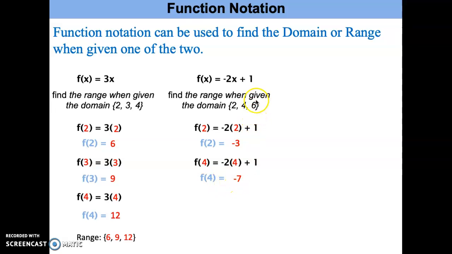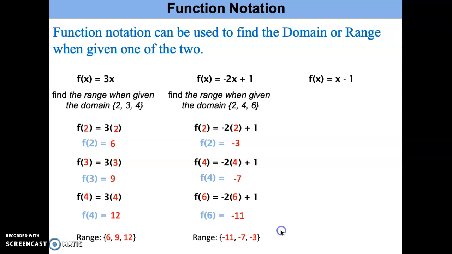We have one more x value from our domain. So f of 6 equals negative 2 times 6 plus 1. Negative 2 times 6 would give us negative 12. Negative 12 plus 1 gives us negative 11. So our range, when given the domain 2, 4, and 6 for this function, is negative 11, negative 7, and negative 3 in order from least to greatest.